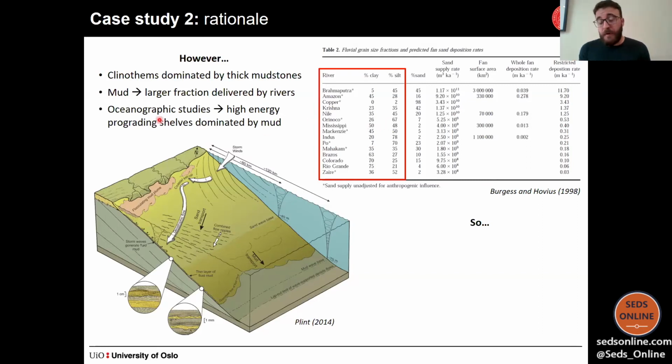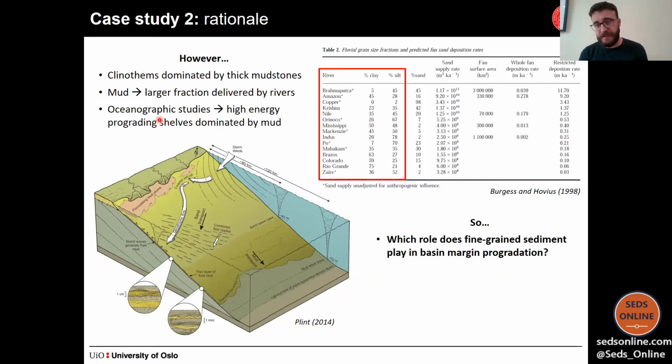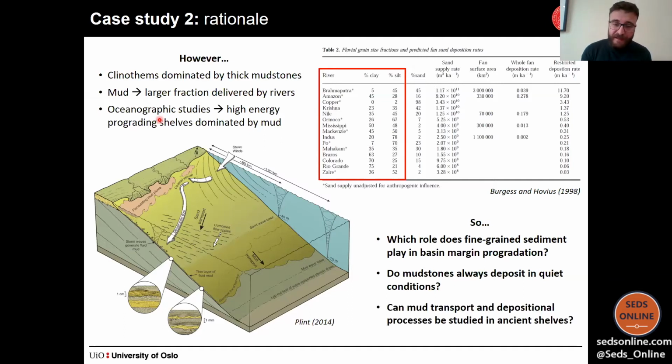Also, modern studies suggest that modern shelves can be highly energetic and can be progradational. So the question is, what is the role played by fine-grained sediment in basin margin progradation? And then, do mudstones always deposit in quiet conditions? And finally, can we document mud transport and depositional processes in ancient shelves?